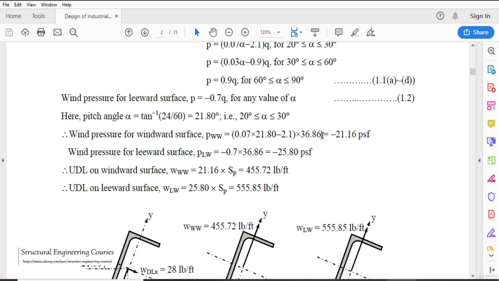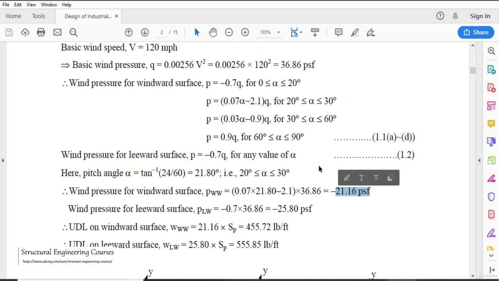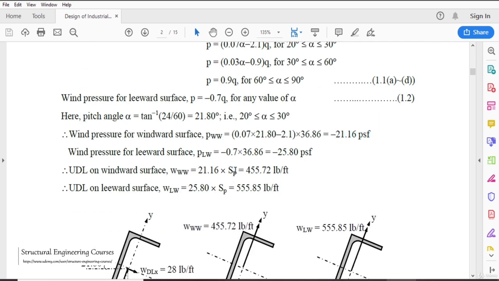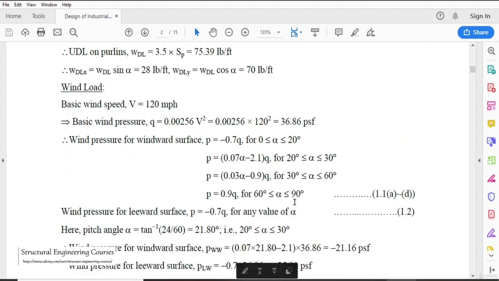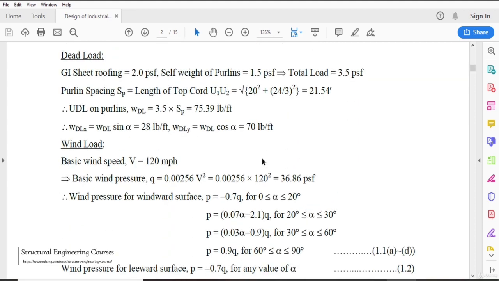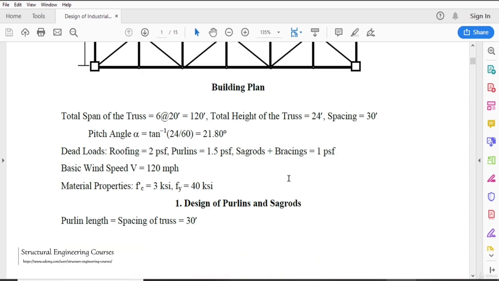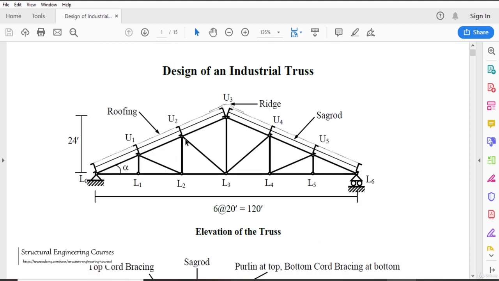So now the thing is, we cannot apply 21.16 psf in either STAAD calculations or manual calculations. So to simplify this value, what we need to consider is the spacing, and the spacing of purlin is what we had already calculated here, that is SP is approximately 21.54 foot. That is the distance between this purlin and this purlin. So when wind is coming along this direction, it is the value that we had calculated, it is in psf.